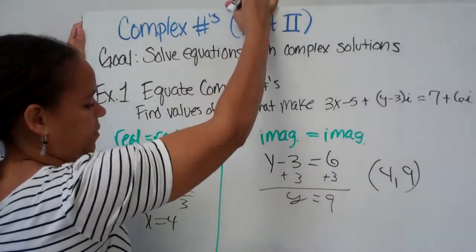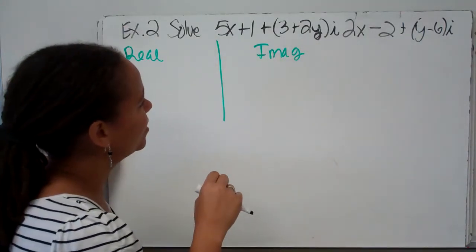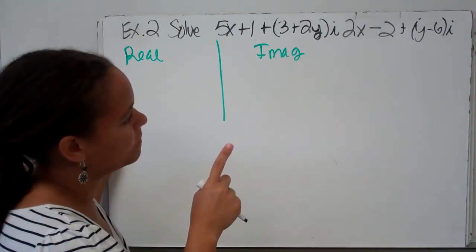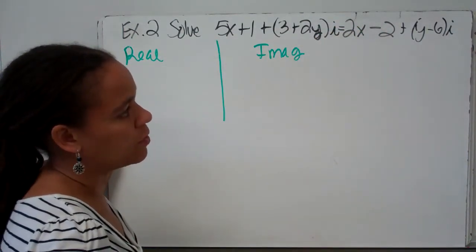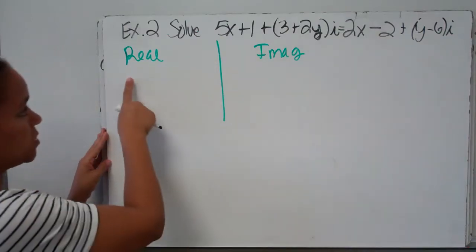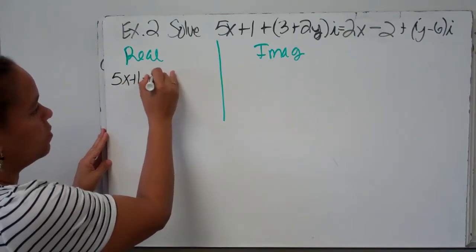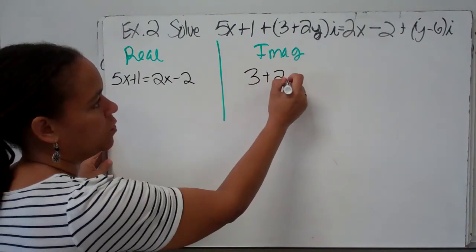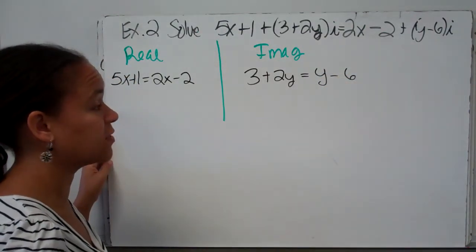All right, let's look at another example. Let's solve. Here's our, whoa, that's a long one. 5x plus 1 plus 3 plus 2yi is equal to 2x minus 2 plus y minus 6i. So let's put the real with the real, the imaginary with the imaginary. So here our real, we have 5x plus 1 is equal to 2x minus 2. And then here our imaginary, 3 plus 2y is equal to y minus 6. Notice those are the ones with the i's, so that's why they're the imaginary.